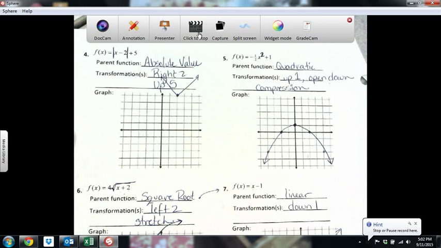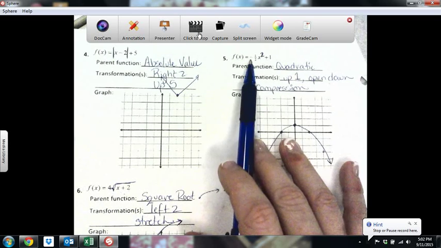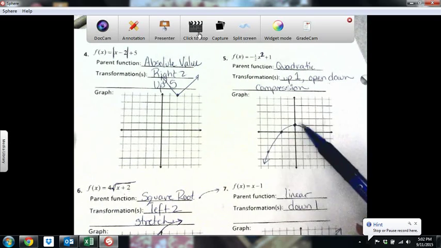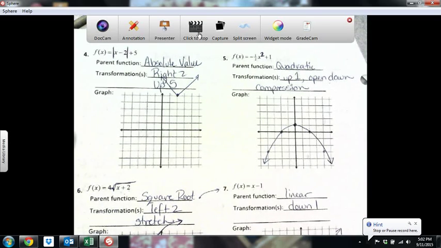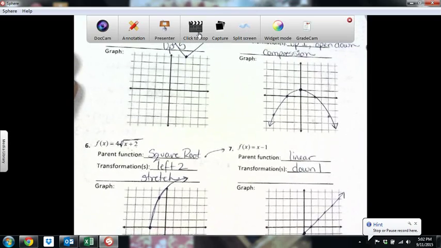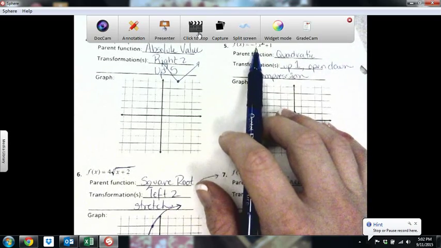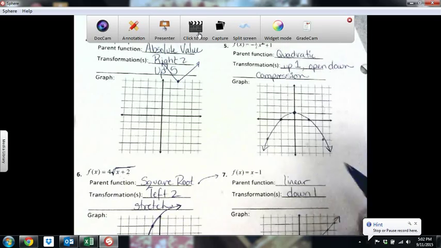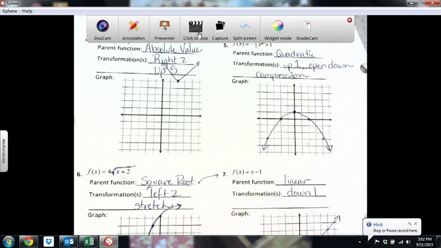The last couple of things to remember is that if there's a negative being multiplied by the x in some form or fashion, it's going to cause us to open down. And then if you're multiplying by a number greater than 1, it's a stretch. It's going to be taller and skinnier than your standard function. And if you multiply by something less than 1, like this 1/2 here for number 5, your graph should be wider than the standard function.